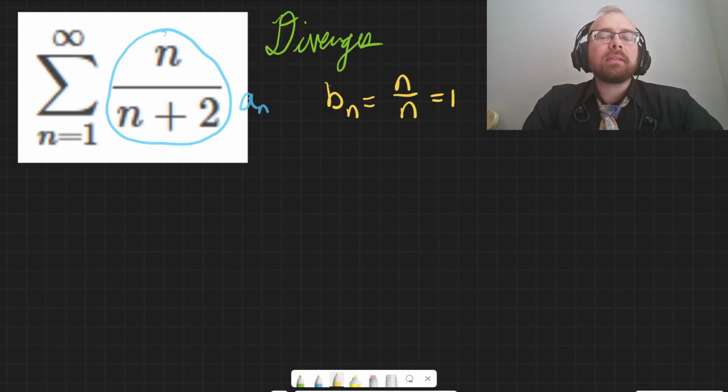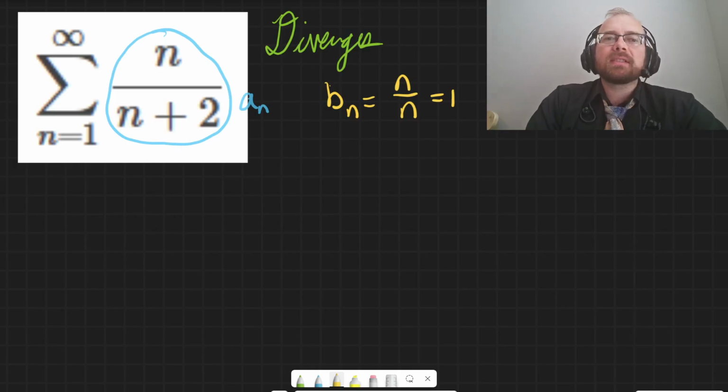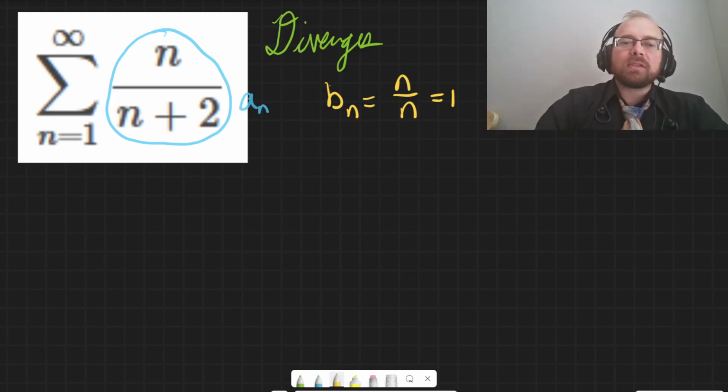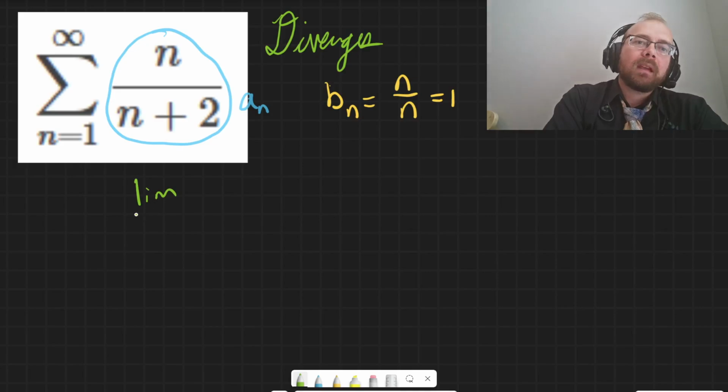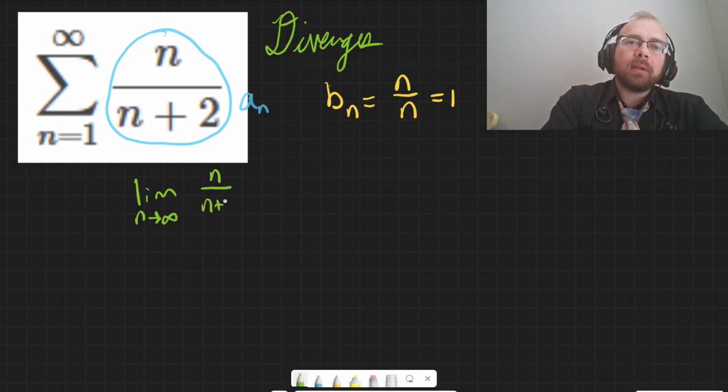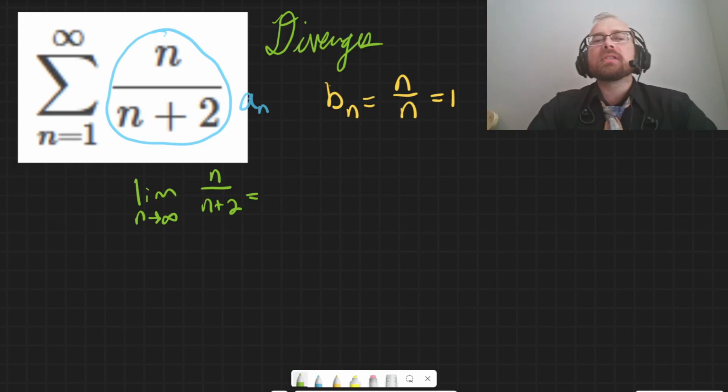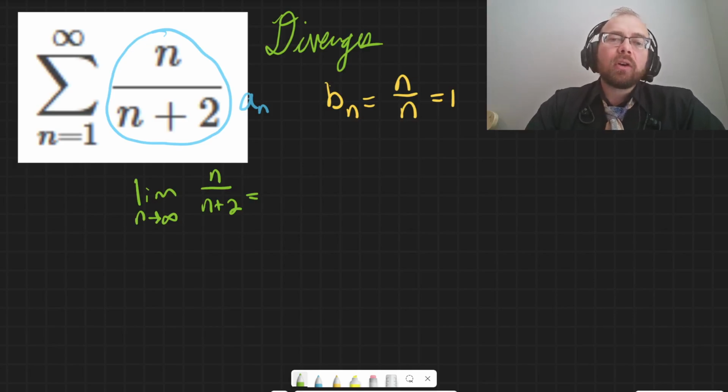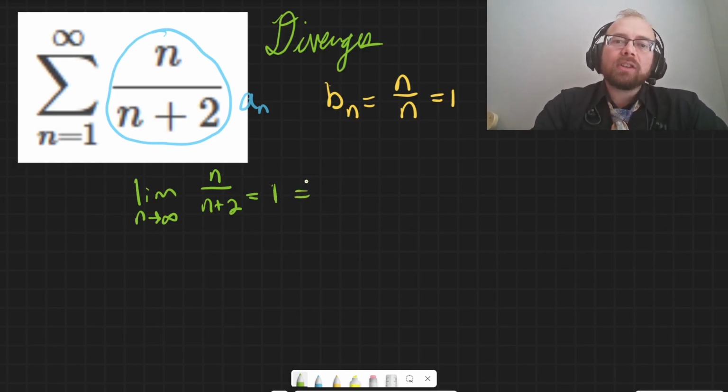Oh, you know what? We don't even need to do this. I was thinking about using limit comparison test or direct comparison test, but we don't even need to do that here, actually, because we could just use the divergence test. The limit as n goes to infinity, this is way less work, of n over n plus 2. This is a rational function, so it's going to have a horizontal asymptote of 1, according to the rules of horizontal asymptotes in rational functions. So this limit would be 1, which is not 0.